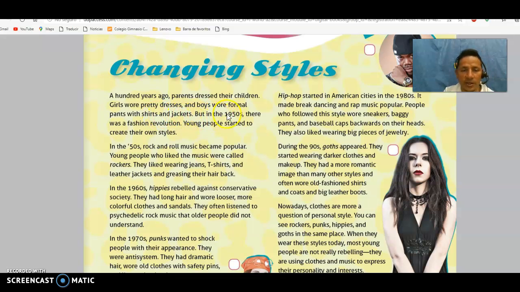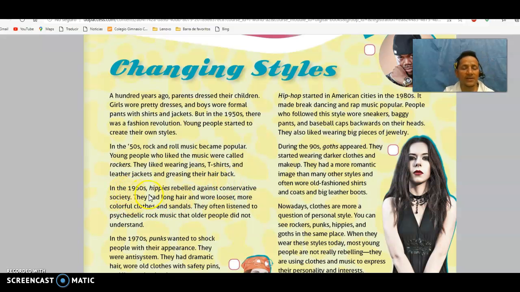But in the 1950s, there was a fashion revolution. Young people started to create their own styles. In the 50s, rock and roll music became popular. Young people who loved the music were called rockers. They liked wearing jeans, t-shirts, and leather jackets, and greasy hair combed back.